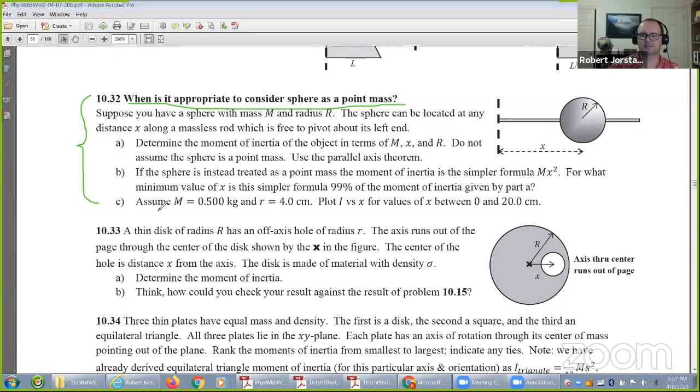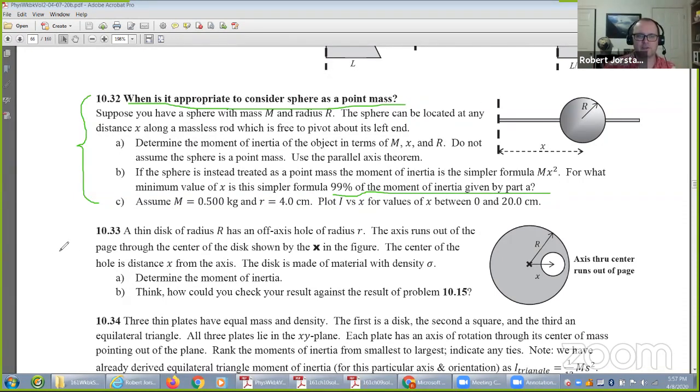Again, just in case there's lag. If you're curious, when does something become a point mass? Basically, you use the parallel axis theorem, and whenever the parallel axis theorem part is 99% of the total, it's basically a point mass.